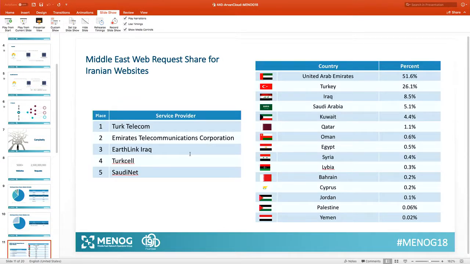In the next slide, I want to show you the top country requests, divided into the service providers from each country and the countries themselves. The first one is the United Arab Emirates with more than 50%, and then Turkey and Iraq. And from the service providers, you see Turk Telecom, Emirates Telecom, and Earthlink in the lead.